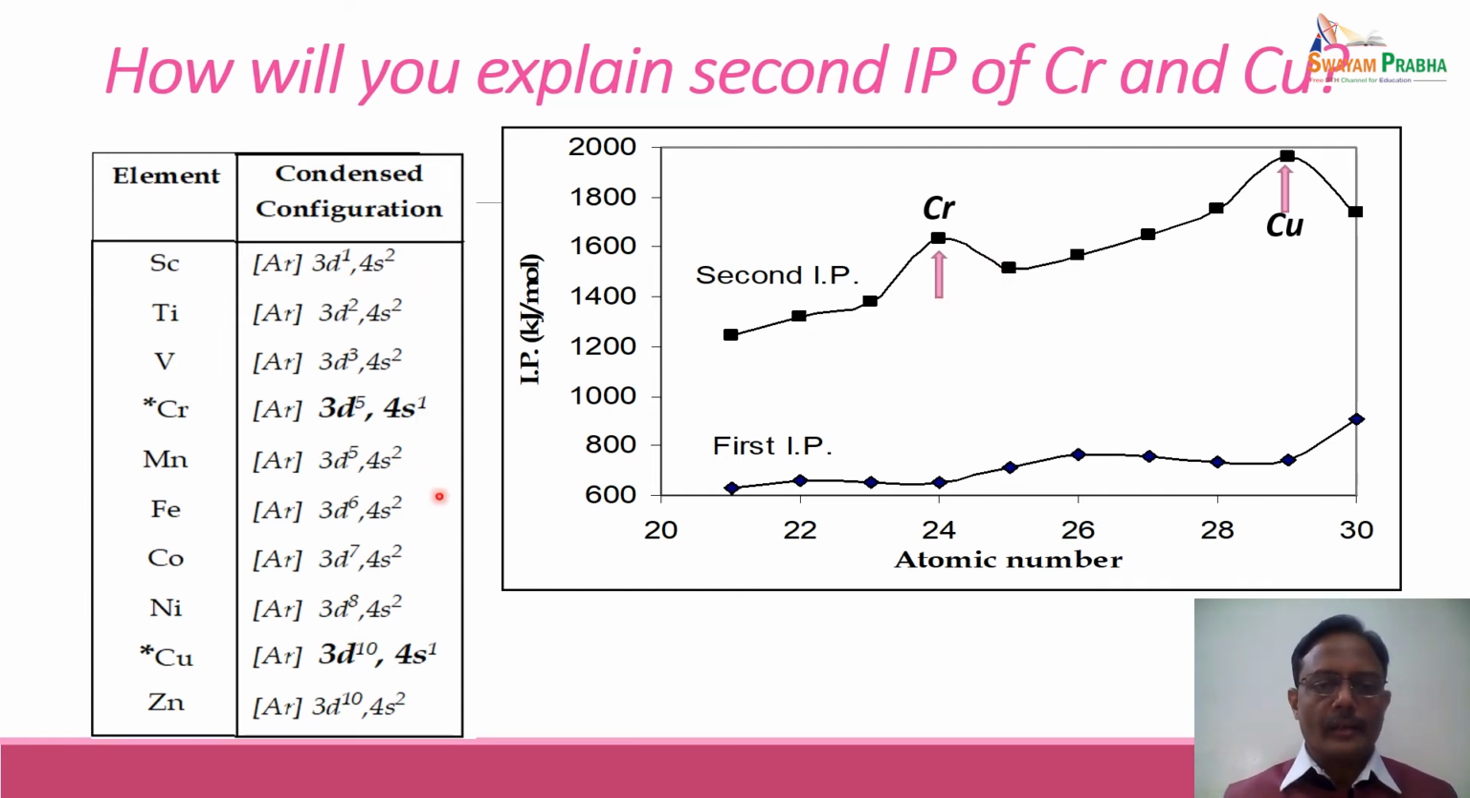In all the other elements, the second electron is going from the fourth shell, whereas in chromium and copper, the second electron is taken out from the third shell, and hence their second ionization enthalpies are much higher as compared to the two elements present beside them, that is vanadium and manganese over here. So these are the two anomalies observed in the second ionization enthalpies.